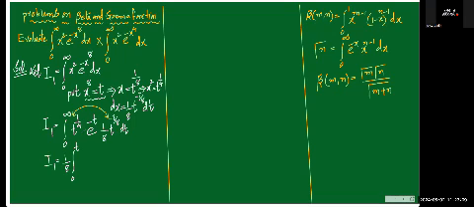t power 1 by 4 into t power minus 7 by 8. Bases are equal, so powers should be added. What will be the answer? 1 by 4 minus 7 by 8 is minus 5 by 8. Exactly. e power minus t we write as it is, and t power minus 5 by 8 you will get, into dt.